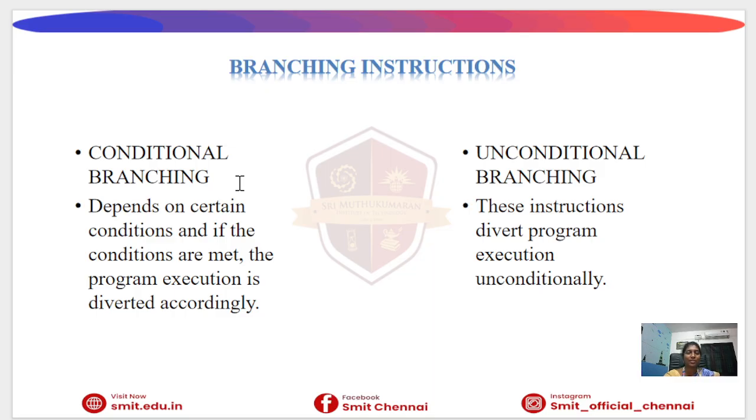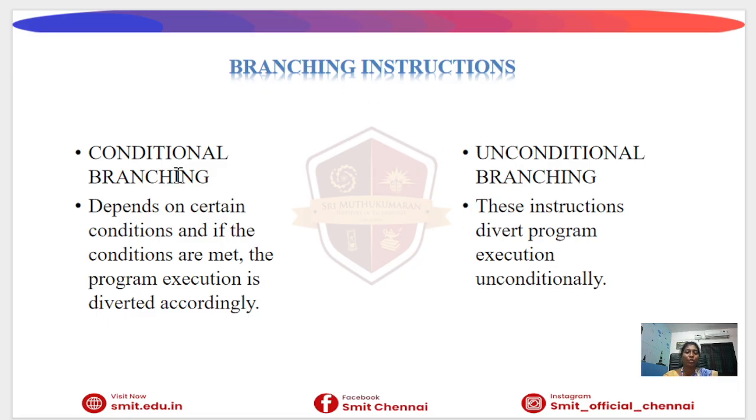Next one is branching instruction. Branching means changing the normal flow of execution. There are two types of branching: one is conditional branching and the other one is unconditional branching. In conditional branching, execution changes based on the condition. In unconditional, execution changes without any condition.